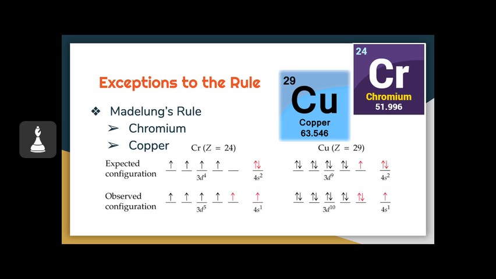This same logic applies to copper's configuration, with having to rearrange the distribution in each orbital so that they are balanced.